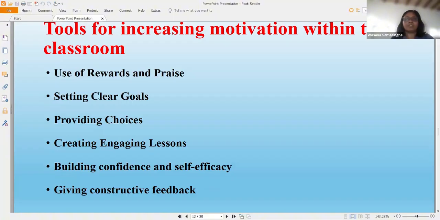So now let's talk about the tools for increasing motivation within the classroom. These things can be used as tools to increase motivation of your students. The first one, use of rewards and praise. Next, setting clear goals, providing choices, creating engaging lessons, building confidence and self efficacy, and giving constructive feedback. Now, let's see how these increase motivation in your students.